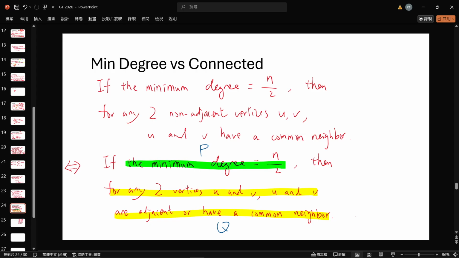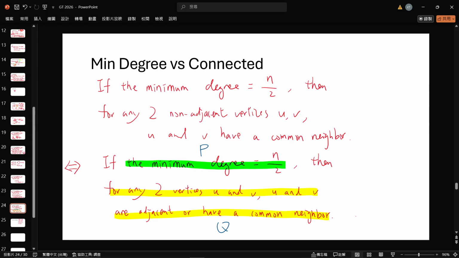所以如果 Q 是错的，那代表什么意思？Right, so if you want to stick with the statement here, you can say that there are two vertices U and V, okay? So this is the first difference.